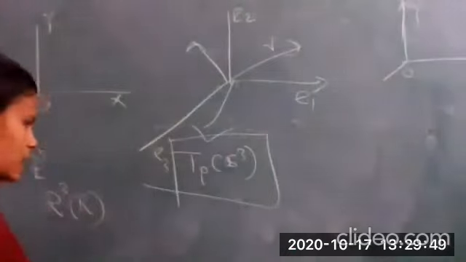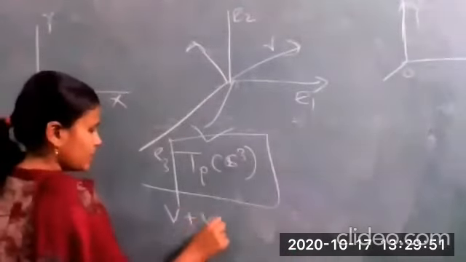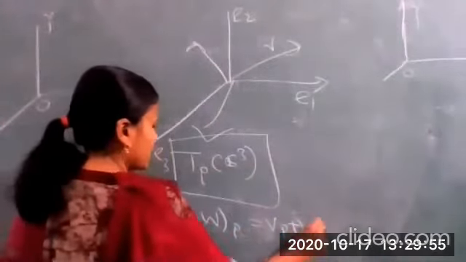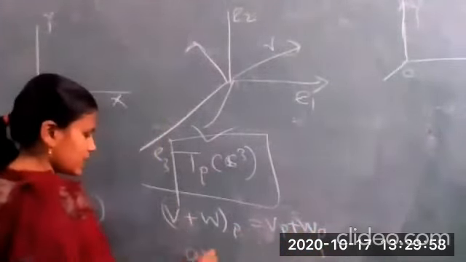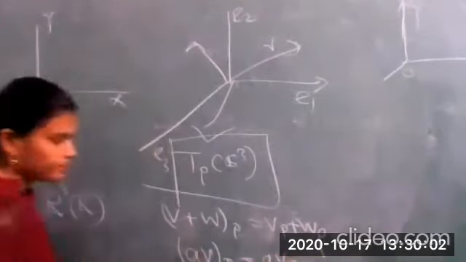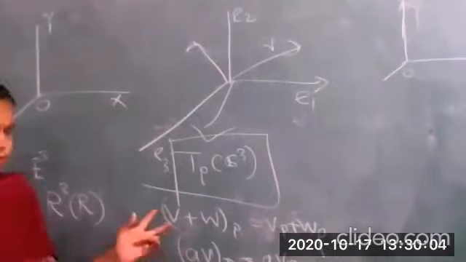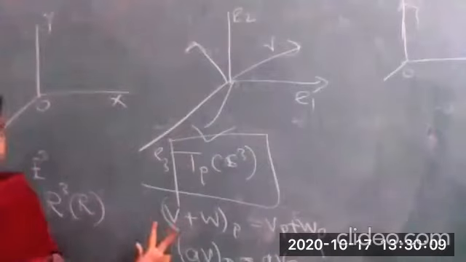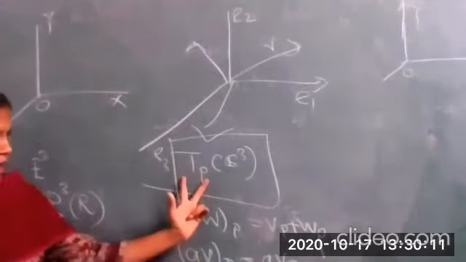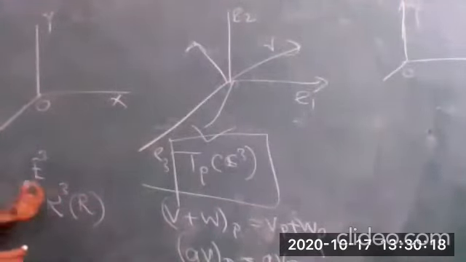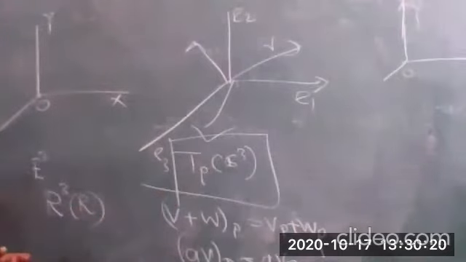If you have any tangent vectors V and W at a point P, I can write it as C P W, and if there are scalars A and B at a point P, I can write it as AB. This was homework for you; I don't know if you have done it or not. With the help of these two operations, we can prove that TP of E3 is a vector space. If E3 has dimension 3, TP of E3 will also have dimension 3.